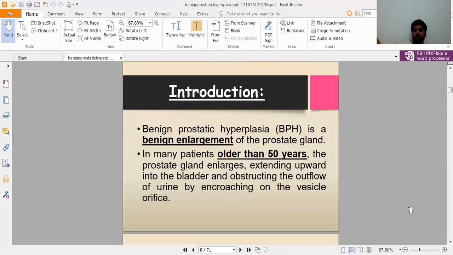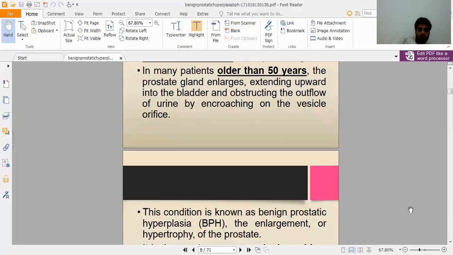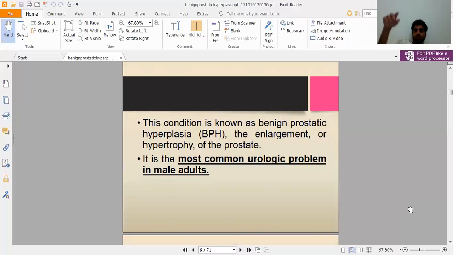Introduction: benign prostate hyperplasia is a benign enlargement of the prostate gland. In many patients older than 50 years, the prostate gland enlarges, extending upward into the bladder and obstructing the outflow of urine by encroaching on the vesicular orifice. This condition is known as benign prostatic hyperplasia.